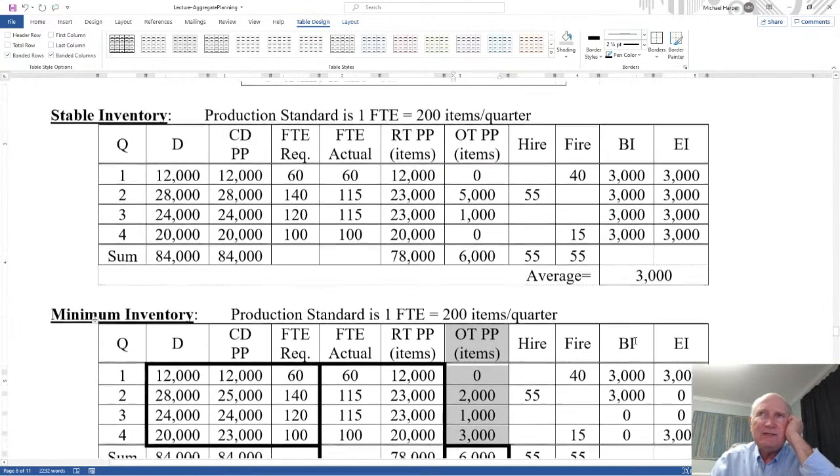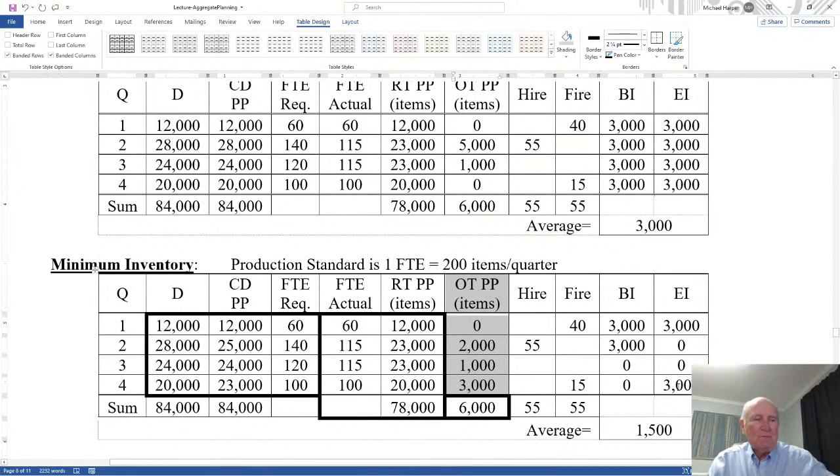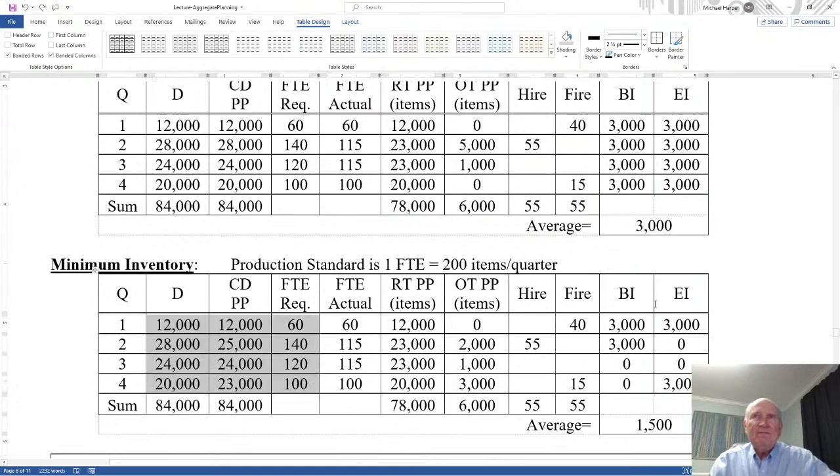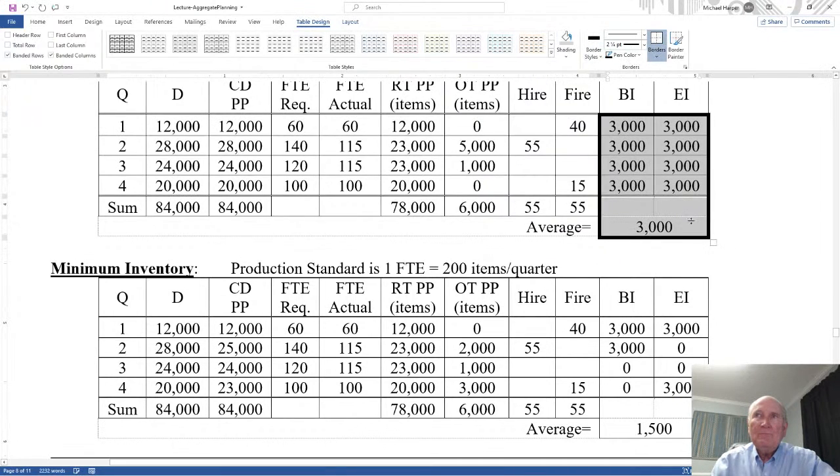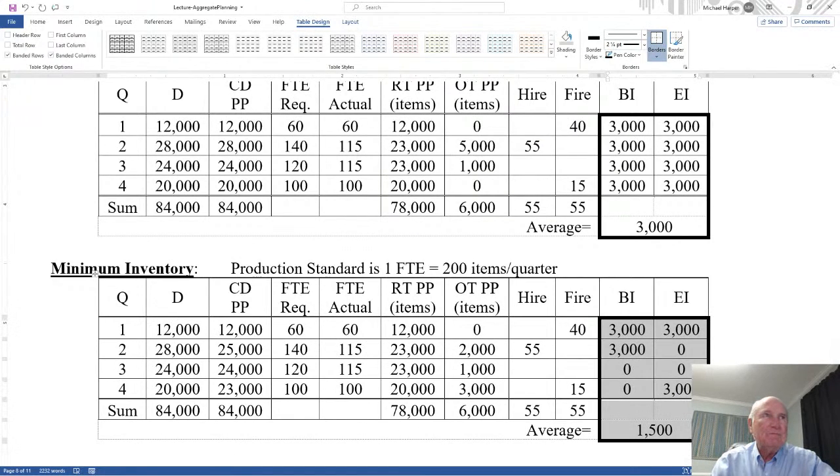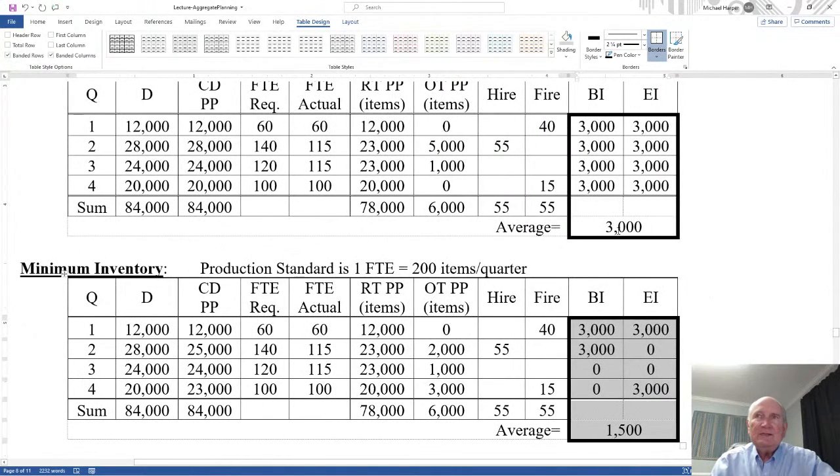Another thing, let's compare these two. First, let's look at inventory. The first thing you notice with the inventory, quite vividly, is that this is 3,000 and this is half as much. And so the minimum inventory will reduce inventory costs significantly, in this case by 50%. And so the cost goes down.